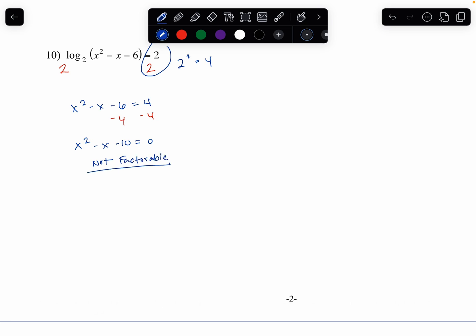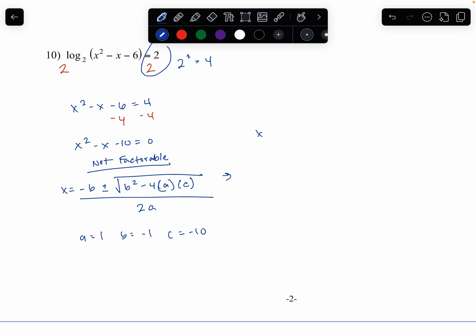So not factorable. So x is equal to negative b plus or minus the square root of b squared minus 4 times a times c all over 2a. So a is equal to 1, b is equal to negative 1, and c is equal to negative 10.